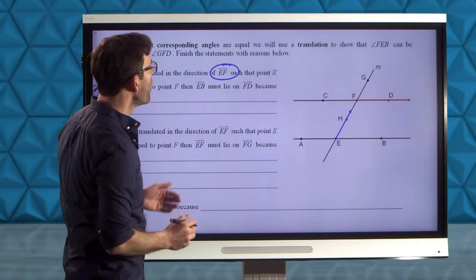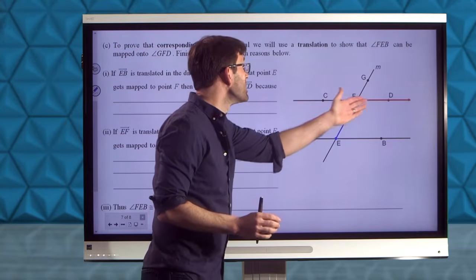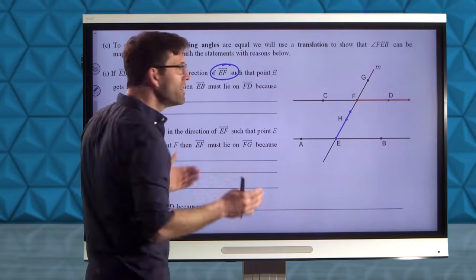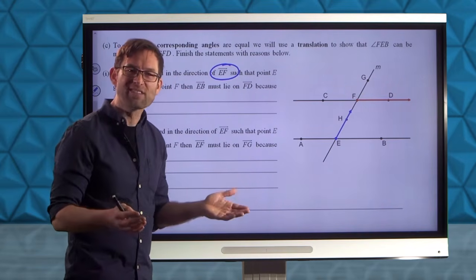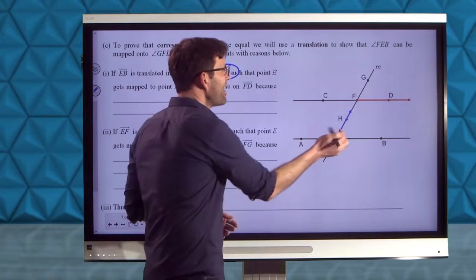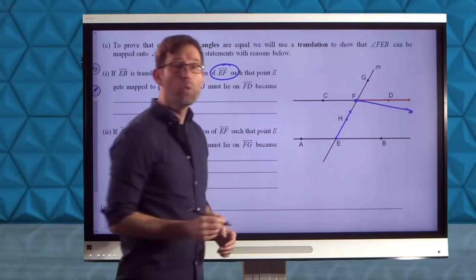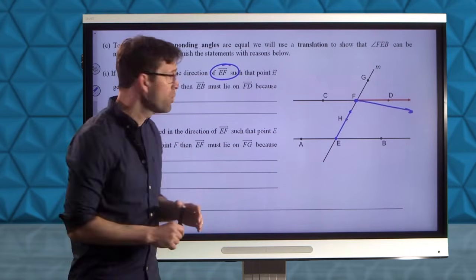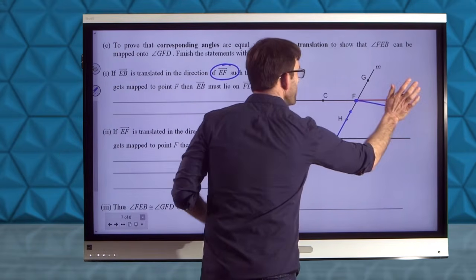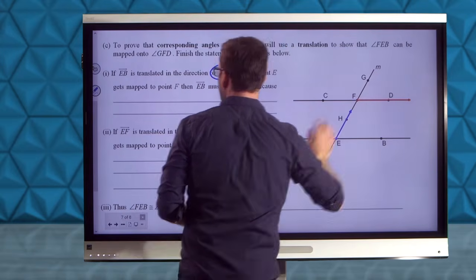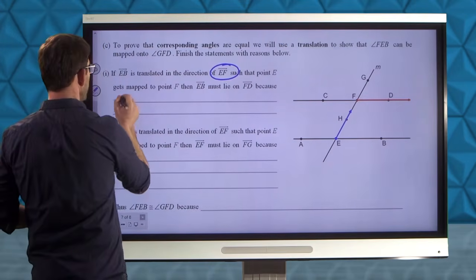All right, but I can see that it now lies on FD, but why does it have to lie on FD? Why isn't it maybe that it looks like this? Then it wouldn't lie on FD. So why not? Well, let me just get rid of that. There's a good reason for it.